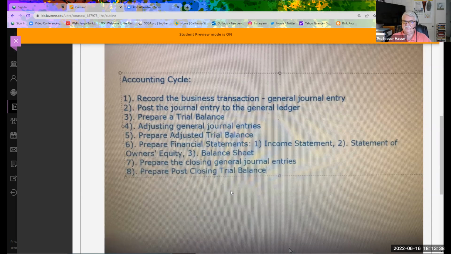Then they do adjusting journal entries. Then they prepare another trial balance after those adjustments. Then they prepare the financial statements: income statement, statement of owner's equity, and balance sheet. And then they close the books, closing all the temporary accounts. And then they prepare one last trial balance of the accounts that remain.